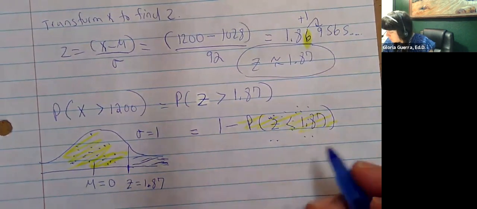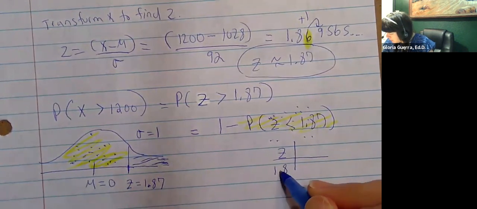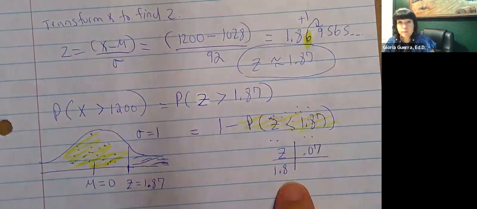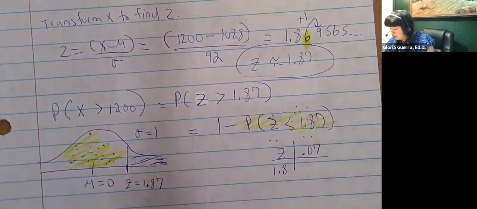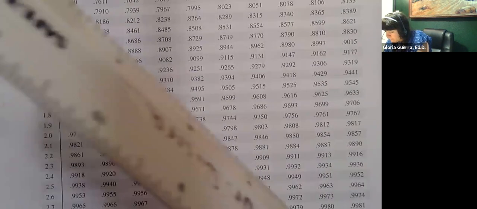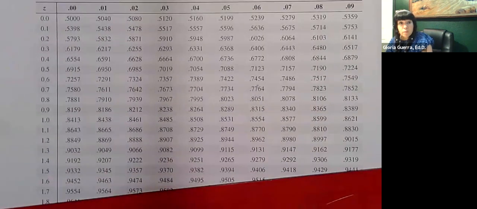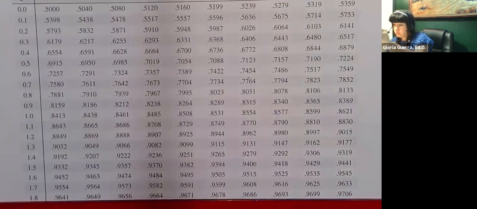Okay. So when we look this up on the table, this is 1.8, and then this is 0.07, correct? First two digits, and then 0.0, and then the last digit. And this is on the positive side. So if I go to positive Z, 1.8, and then what did I say? Was it 0.07?